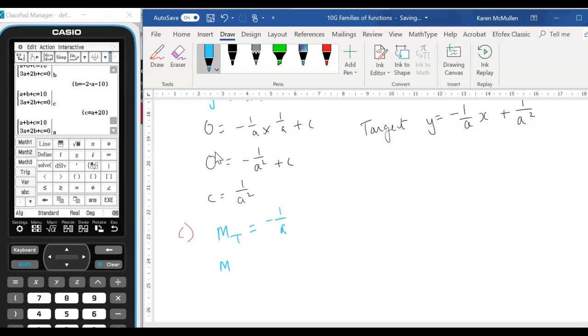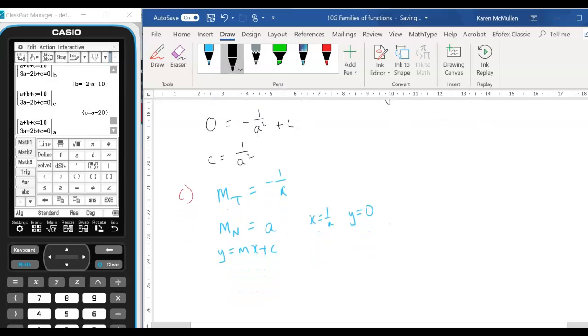So that means the gradient of your normal is a negative reciprocal. So we turn the negative into a positive and we flip the fraction, so it's just going to be a. We're still doing it at the same point, so x is 1 on a and y is 0. Same thing as before, we substitute into y equals mx plus c because the normal is also a straight line, and we're just solving for c.